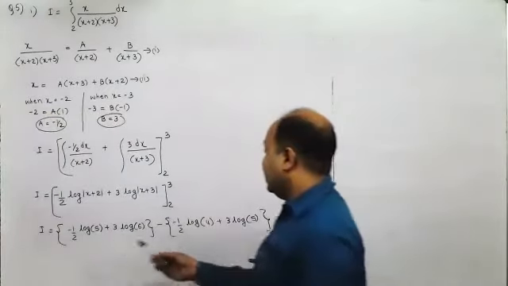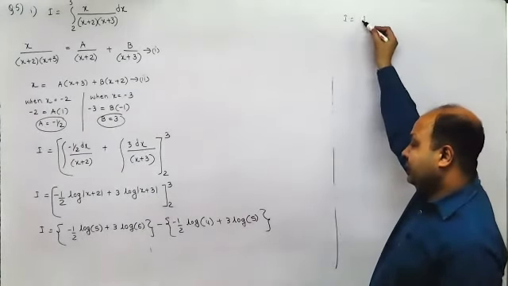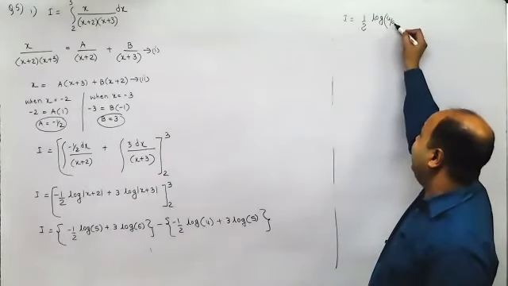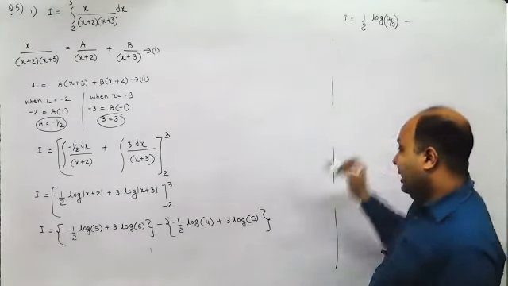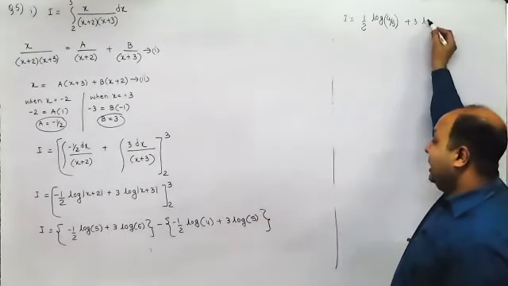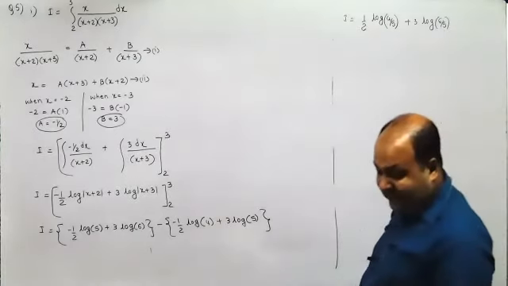When I take these two terms together, I would get I equal to half log of 4 minus log of 5. So it would be log 4 by 5. And then minus, this would be 3 log 6 minus 3 log 5. I'll take 3 common, I'll get log 6 minus log 5, which is log 6 upon 5. This would be the answer.